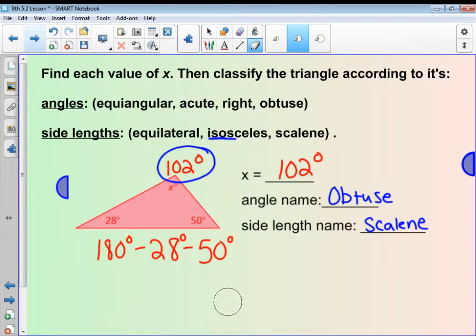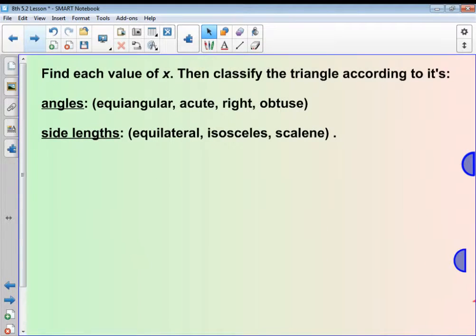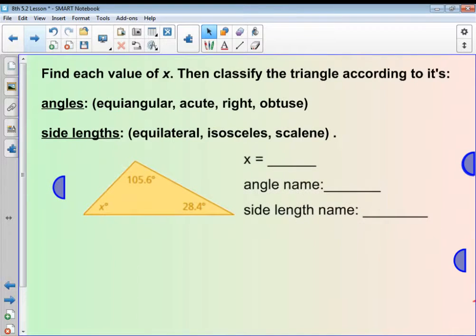Okay, so let's go ahead and try another one. Okay, so here we're working through where we've got decimals, and it doesn't matter if they give us decimal angle measures, we still go through and do the same process. So we're going to solve for x by getting rid of our knowns. So I'm going to take 180 and subtract off the two that I know.